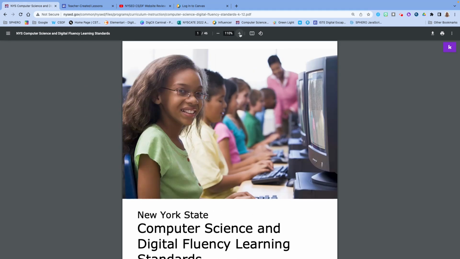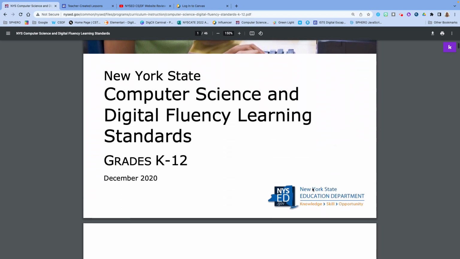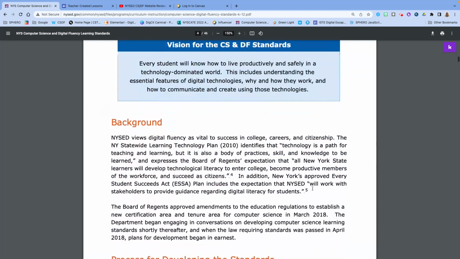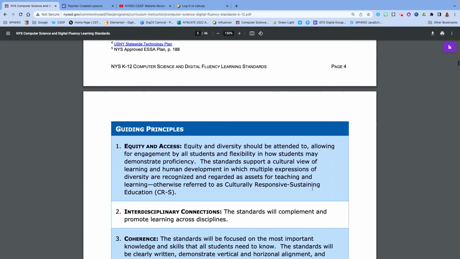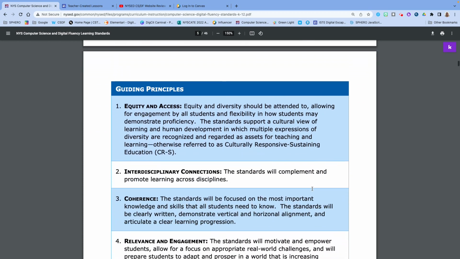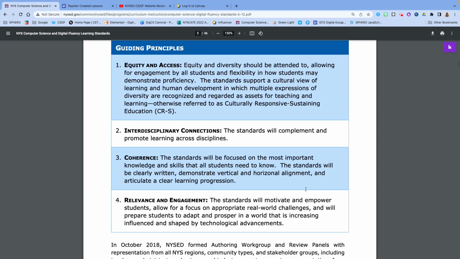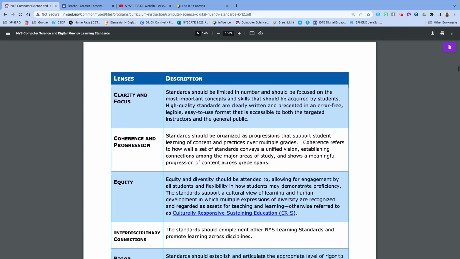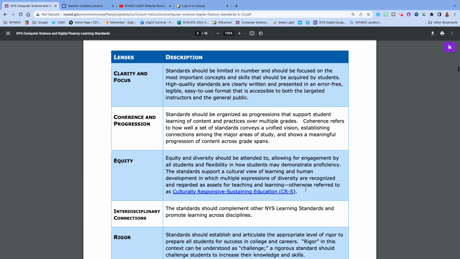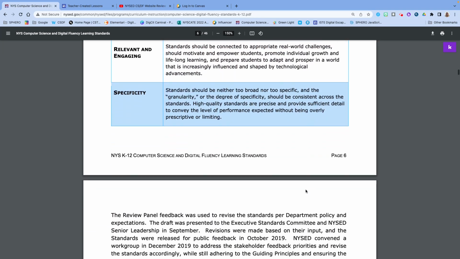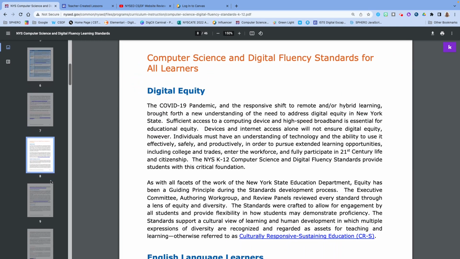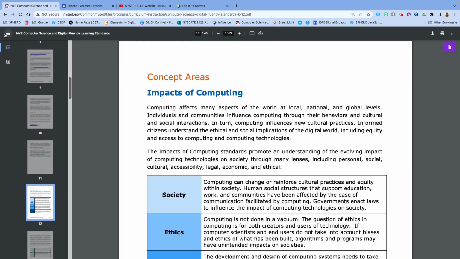So I'm going to hide the navigation on the right here and make this a little bigger as we go through. Obviously there's some introduction that you can read through. It also talks a little bit more about the way they've developed the standards, our guiding principles, which are equity and access, interdisciplinary connections, coherence, relevance, and engagement. And then you can see some more information about the standards and how they were put together and what our focus or lens needed to be as these standards were created. But what I'm going to scroll down to next is the first concept area.